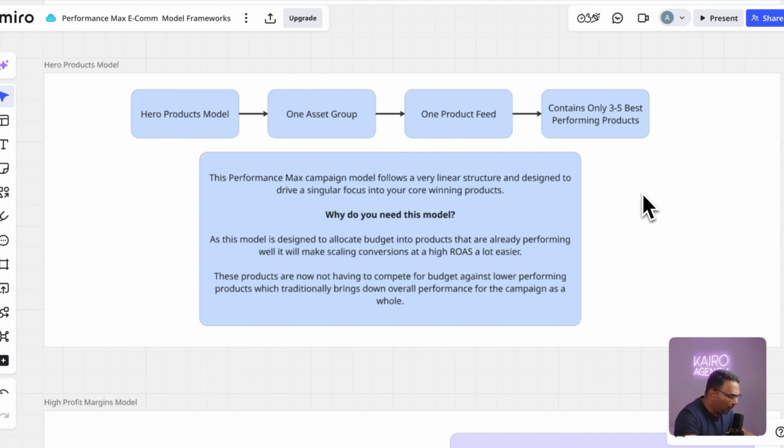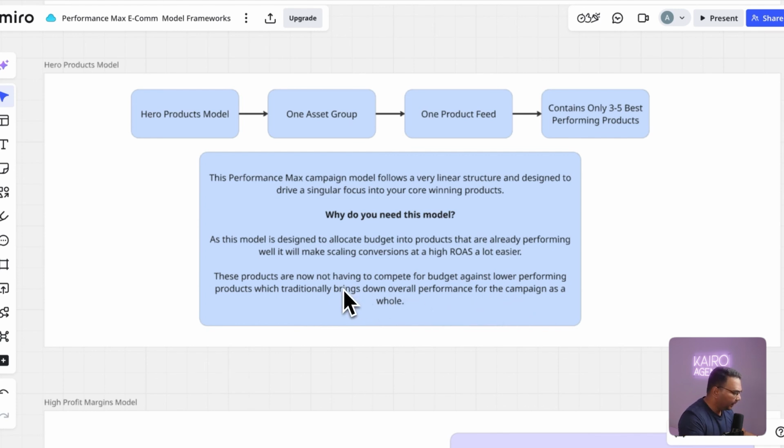Now, why do you need this model in the first place? This model is designed to allocate budget into products that are already performing well, so it makes scaling conversions at a higher ROAS a lot easier. That's because this campaign is no longer splitting budget between lower performing products that are siphoning off and skewing results in a negative way. These products are not having to compete for budget against low performing products, which traditionally bring down the overall performance for the campaign as a whole.